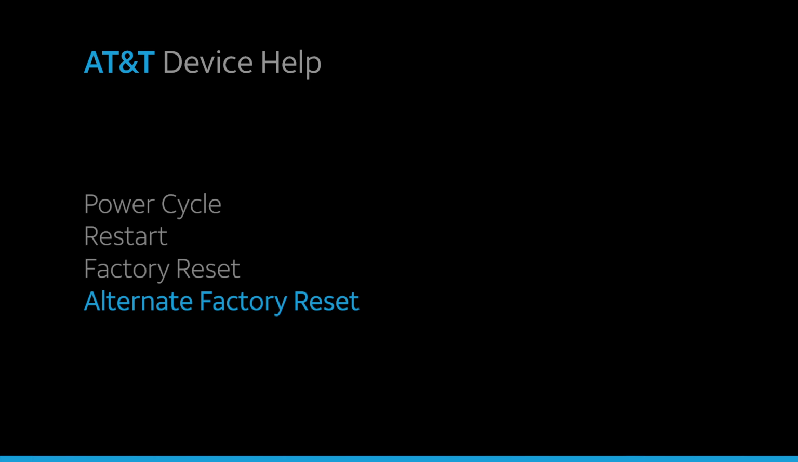Alternate factory reset. If unable to perform the standard factory reset using the previous steps, try the alternate method by first powering off the device. With the device powered off, press and hold the power lock and volume down buttons.